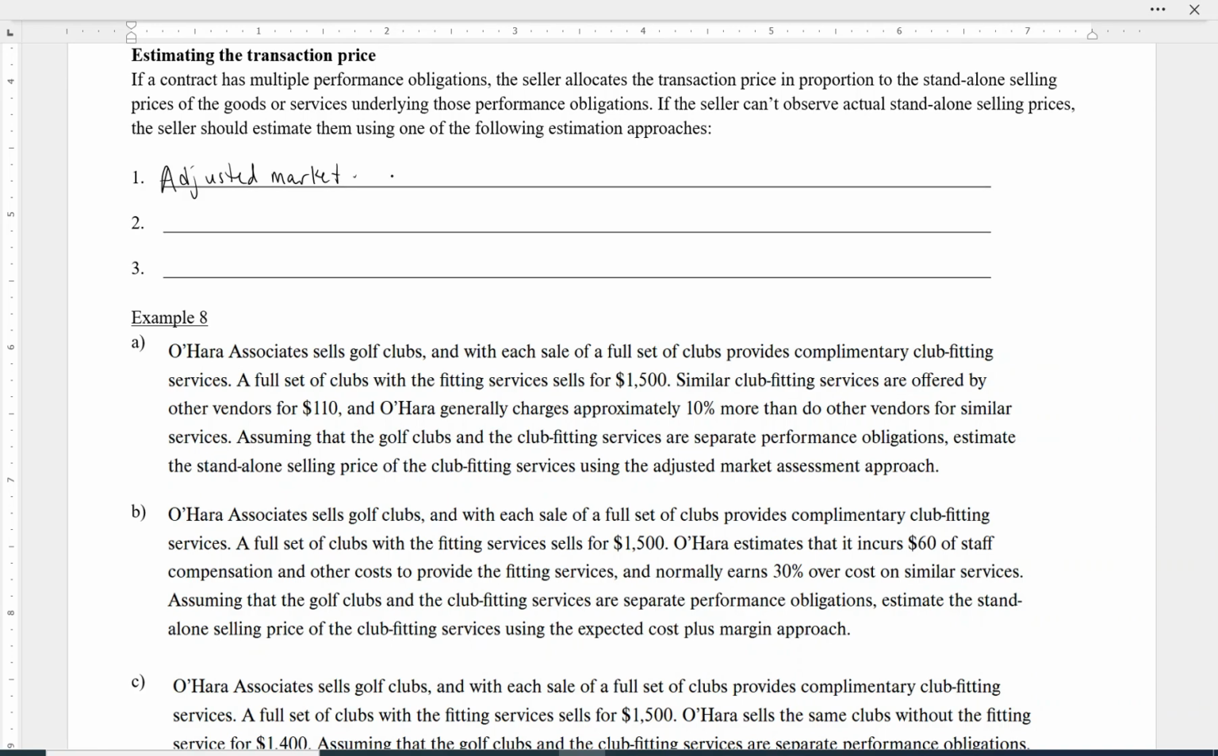And what we do is we look at maybe we don't sell this item on a standalone basis, but what do our competitors do? If anyone out there is selling this good or service, about what are they selling it for? And then we estimate, do we typically sell at about market price, maybe a little bit above market price, or maybe a little bit below market price?